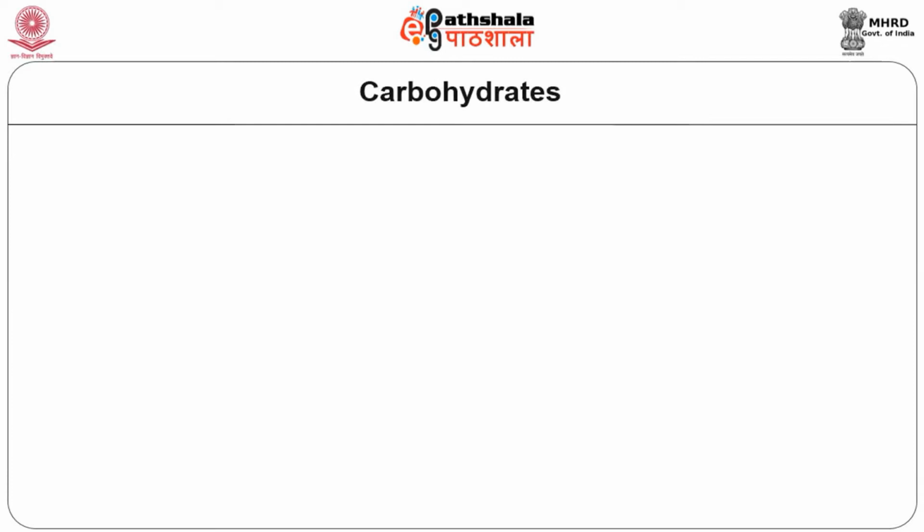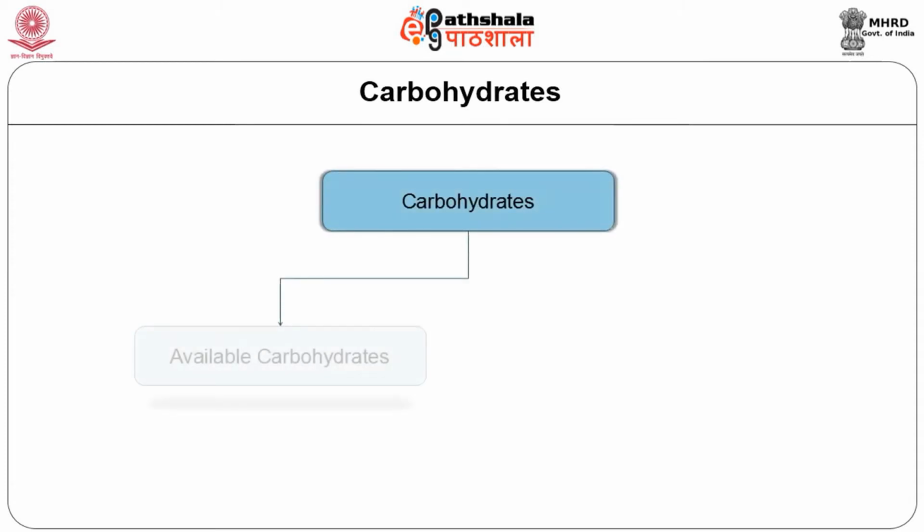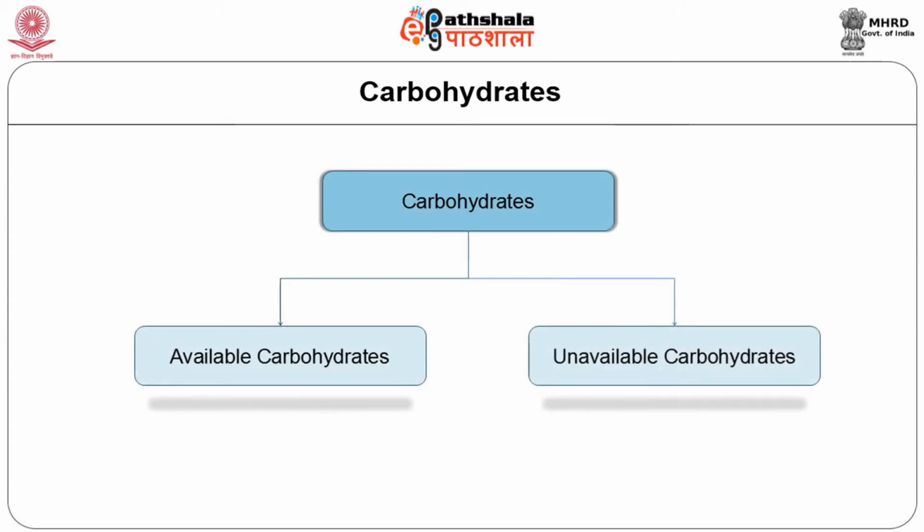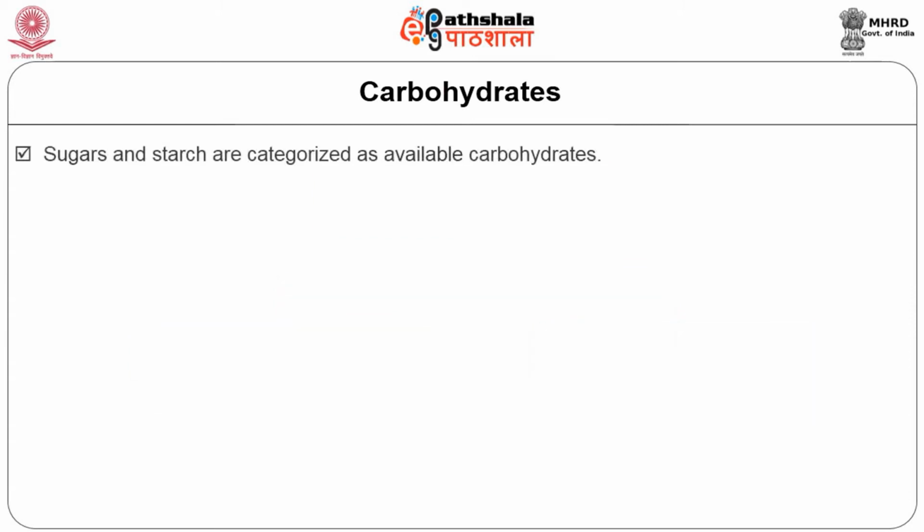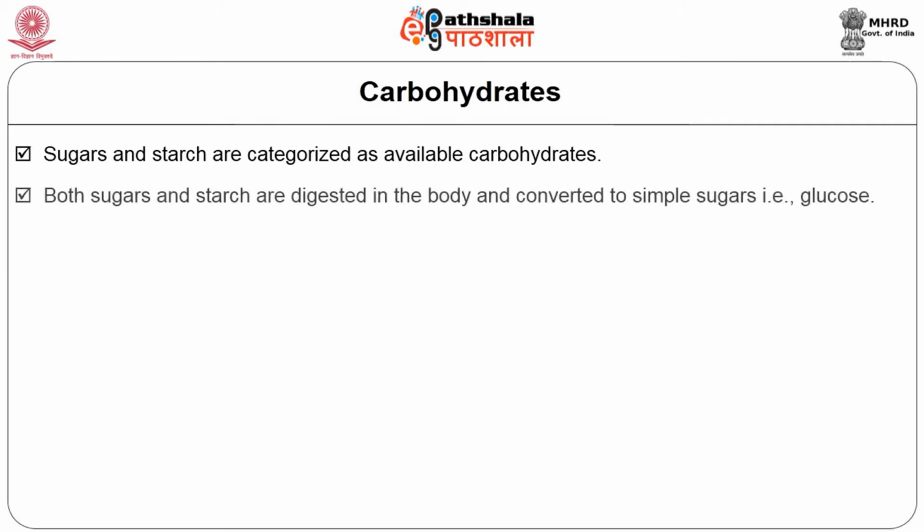The next major nutrient present in foods are carbohydrates. They can be divided into two broad categories: available carbohydrates and non-available carbohydrates. Sugars and starch are categorized as available carbohydrates. Why are they called so? Both sugars and starch are digested in the body and converted to simple sugars, that is glucose, which are then used by the body to provide energy.